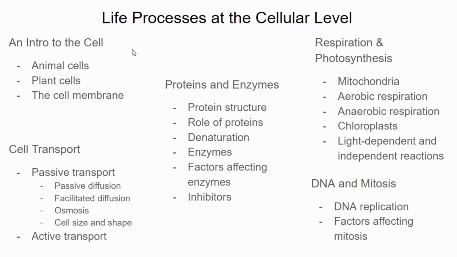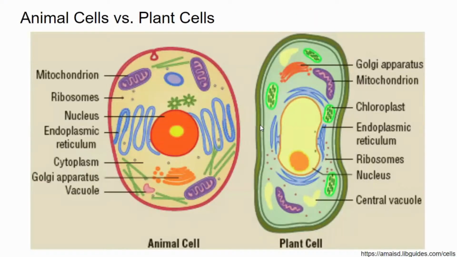All right, let's start with an introduction to our cells. Okay, so the level 2 material looks at eukaryotic cells. These are our animal cells and our plant cells. We don't look at things like bacteria in any real detail. So here we have our animal cell and our plant cell.